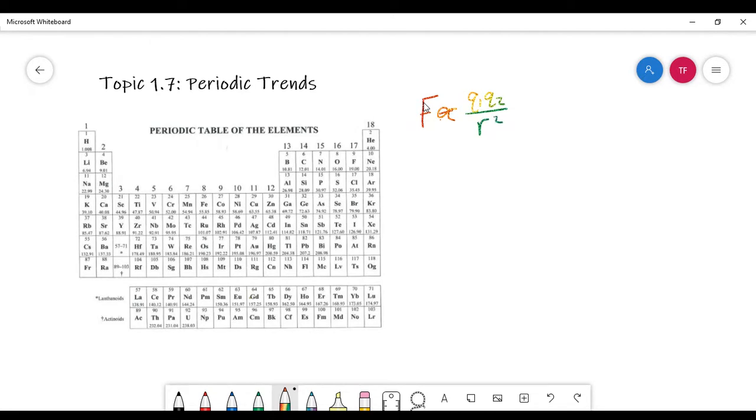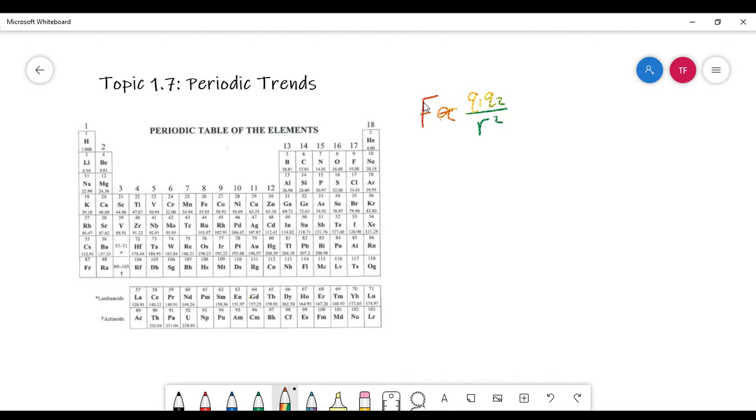In other words, more charge equals more force of attraction, and more distance equals less force of attraction, because distance is in the denominator, so as distance gets bigger, force gets smaller. So everything we're going to be talking about in this video is based on if there's more charge, there's going to be more force of attraction. If there's more distance, there's going to be less force of attraction.